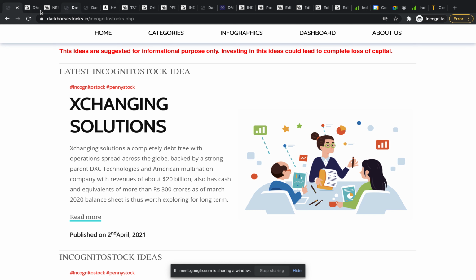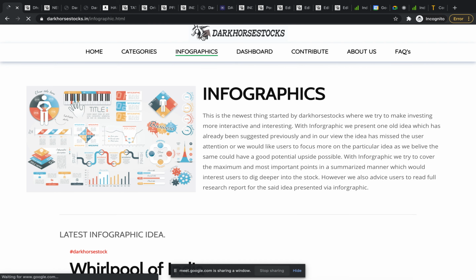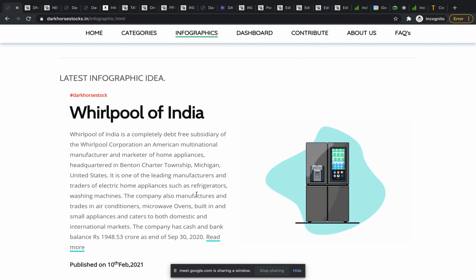The next and the most important thing on our website is infographics. Now, what actually are infographics? Well, infographics are basically the visual representation of the ideas that have already been suggested in the past. For example, if you look at the company Whirlpool of India, Whirlpool of India was suggested before, but after some time we felt that users might have missed this idea and there still exists significant potential or upside possibility for this.